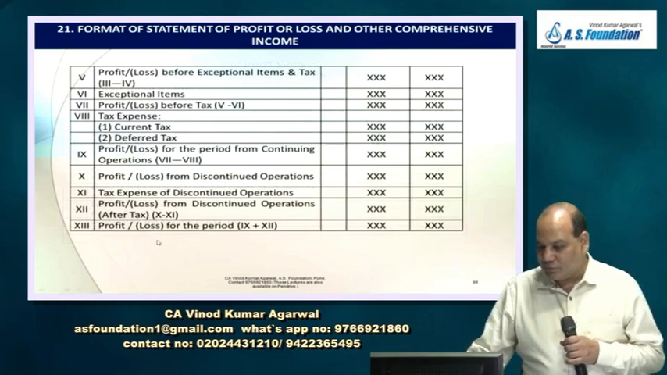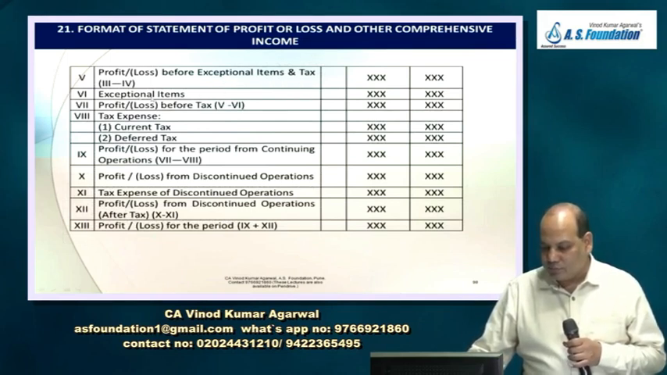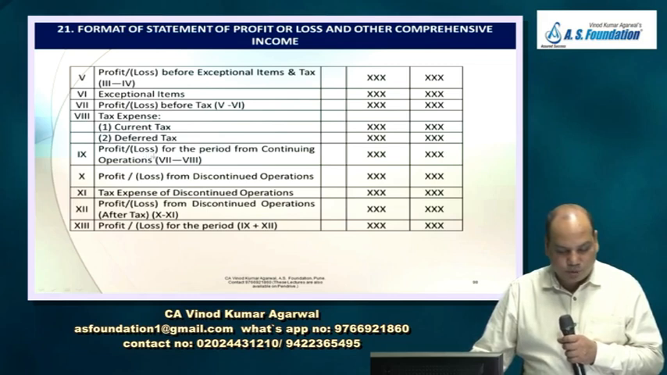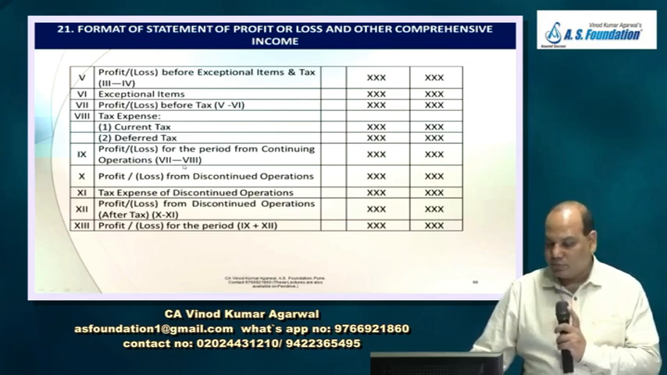Total expense. Difference between total revenue and total expense is profit or loss before any exceptional item and tax. And then you can disclose any exceptional item if you want. Profit or loss before tax, tax expense, current tax, deferred tax. This will give you profit or loss for the period from continuing operation. And then you will show profit or loss from discontinued operation separately.